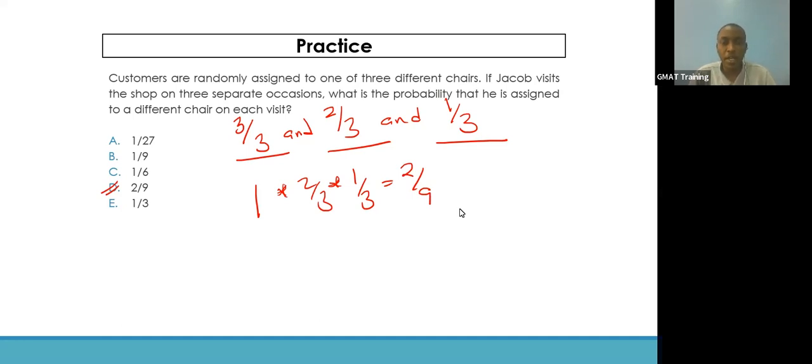The second time he'll have 2 choices. That's the second chair and the third chair. So it's 2 over 3 out of the 3 chairs, and then the third time will have only that one option out of the 3 chairs. That's 1 over 3, and that will give you 1 times 2 over 3 times 1 over 3, which is 2 over 9. Okay, that was a simple example of probability.